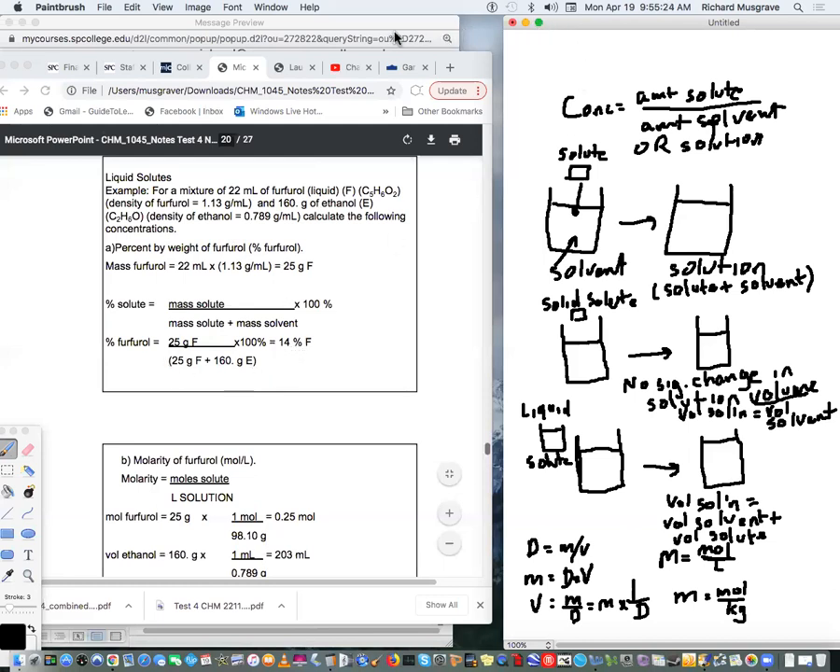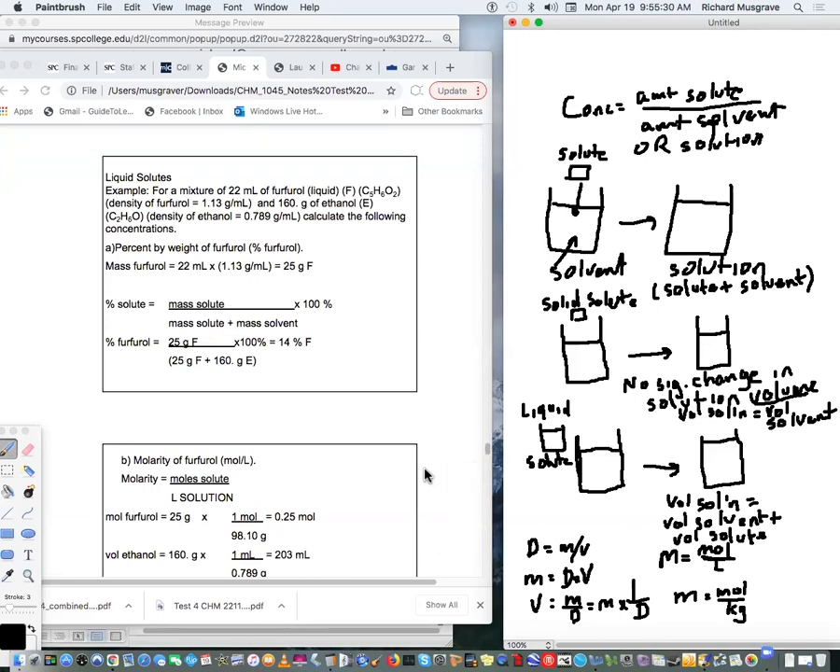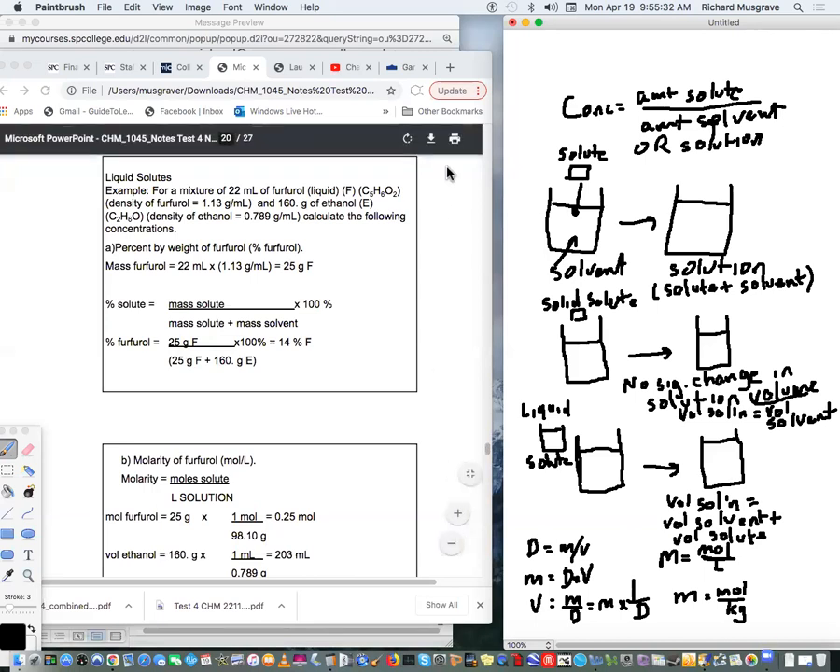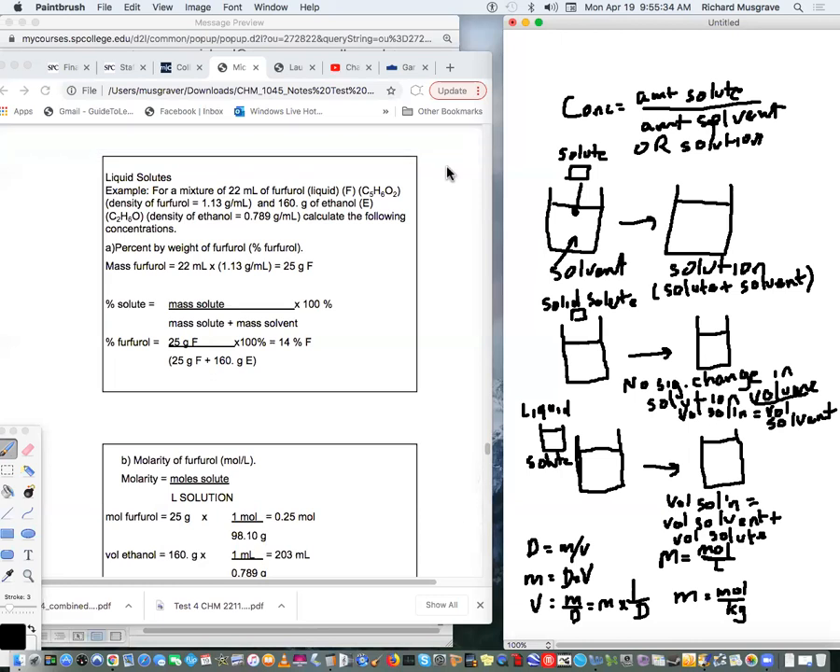All right. How do you feel about this percent by weight? 5, 4, 3, 2, 1, 0. Some of you are a bit slow on the vote here. Okay, does anybody have any questions?